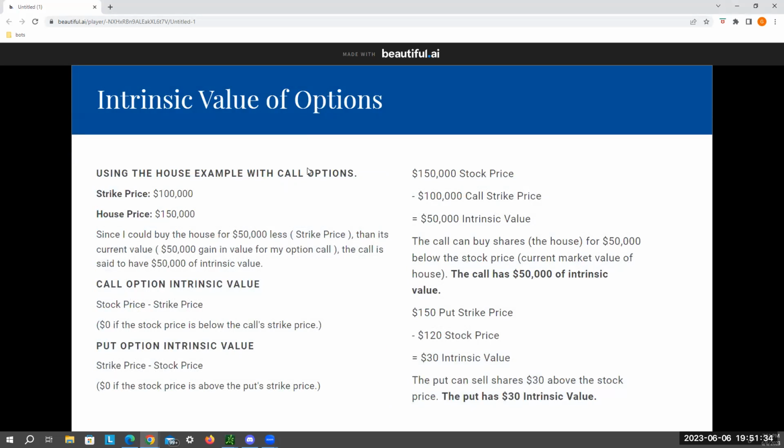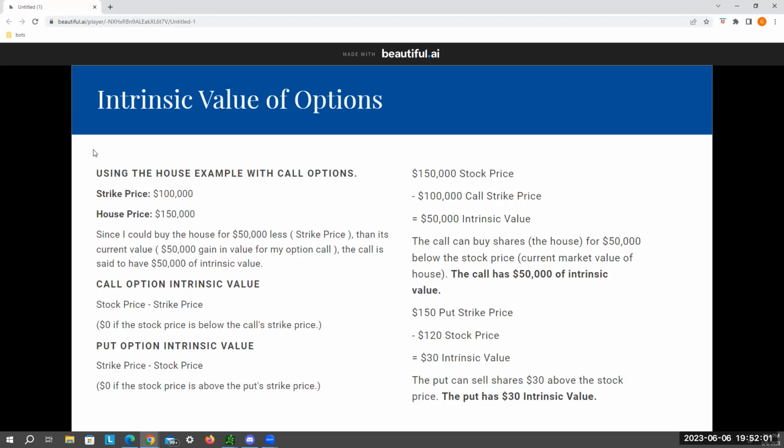Here's an intrinsic value of options example. Using the house example from day one, guys, you remember I said the house price is $150,000 value right now. But the strike price for the contract that you wrote with the owner is $100,000. Since you could buy the house for $50,000 less than its current value of $150,000, a $50,000 gain, the call is said to have $50,000 of intrinsic value.